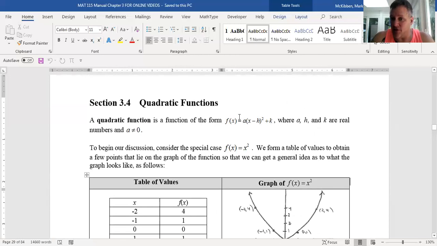This a value, if it's negative, right, it's going to flip over the x-axis, so the parabola will open down. If it's positive, it opens up. And if it's larger than 1 or between 0 and 1, it has that squeezing and compressing factor. The only thing we haven't yet talked about is what this h does, right?